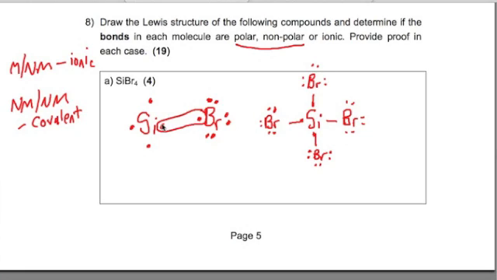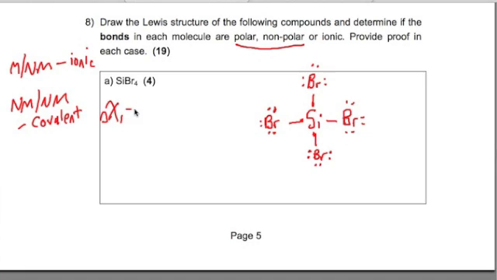What about silicon? Well, silicon sees the 1, 2, 3, 4 that it owns, but it also sees each one of these from bromine that bromine is sharing. So for each line, it sees 2. 2, 4, 6, 8, octet rule satisfied. So that takes care of my structure. Now what I need to do is determine if the bonds are polar, nonpolar, or ionic. Well, I know they're not ionic because they're covalent.